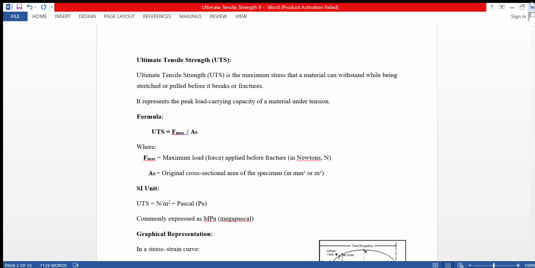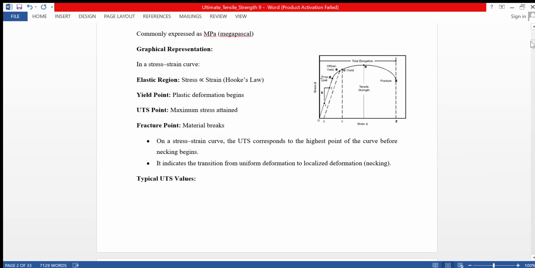Graphical representations: in a stress strain curve, in the elastic region stress is directly proportional to strain, which is Hooke's law. Yield point is where plastic deformation begins, UTS point is where maximum stress is attained, and fracture point is where the material breaks. On a stress strain curve, the UTS corresponds to the highest point of the curve before necking begins.